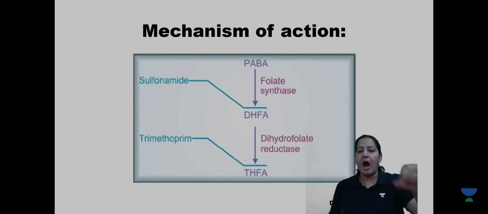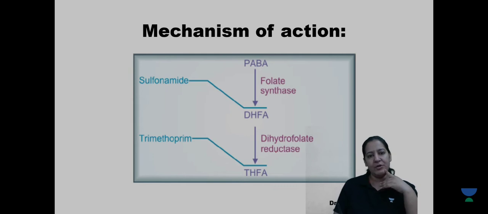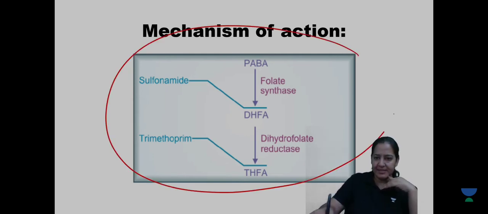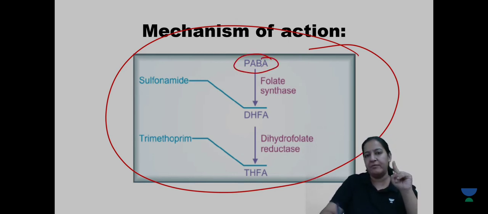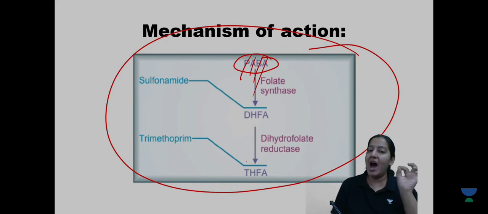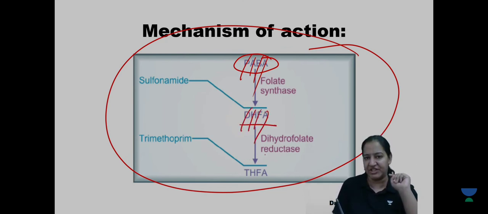Listen. In the body, how is folic acid formed? In the bacteria. Let me talk about the cell of the bacteria. This is a cell of the bacteria. Can you see? This is a bacterial cell inside which folic acid is formed. How is folic acid formed? Folic acid is formed from PABA. What is the full form of PABA? Para-aminobenzoic acid. You may have heard of PABA. So para-aminobenzoic acid is converted into dihydrofolic acid, DHFA. And dihydrofolic acid is converted into tetrahydrofolic acid, which is the main folic acid.